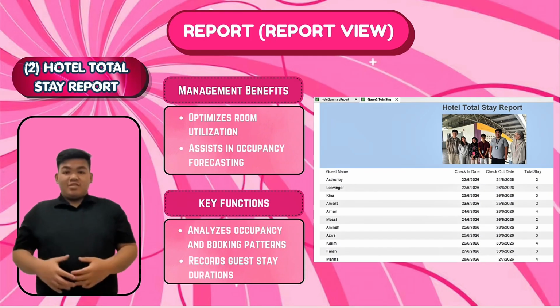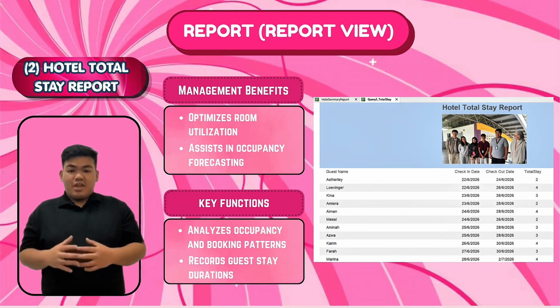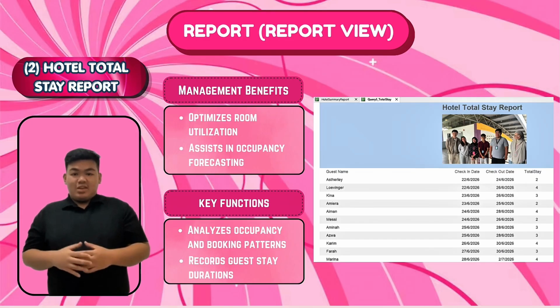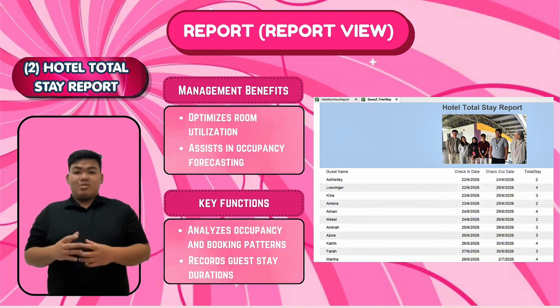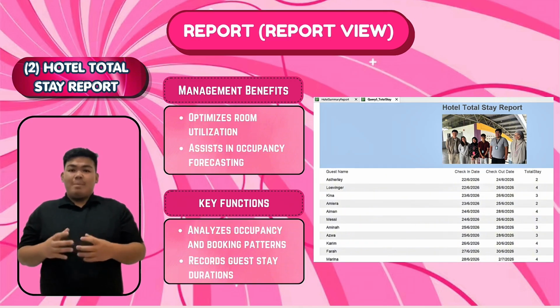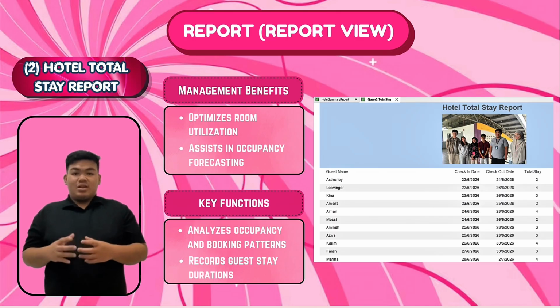Next, the hotel total stay report focuses on the duration of each guest stay at a hotel. The report displays details such as guest name, check-in dates, check-out dates, and the total number of days spent in the hotel. Furthermore, the report contributes to better room utilization by ensuring that resources are allocated efficiently. By understanding stay patterns, management can improve operational planning and enhance the overall guest experience. Therefore, this report serves as a valuable tool for both strategy and daily hotel management activity.